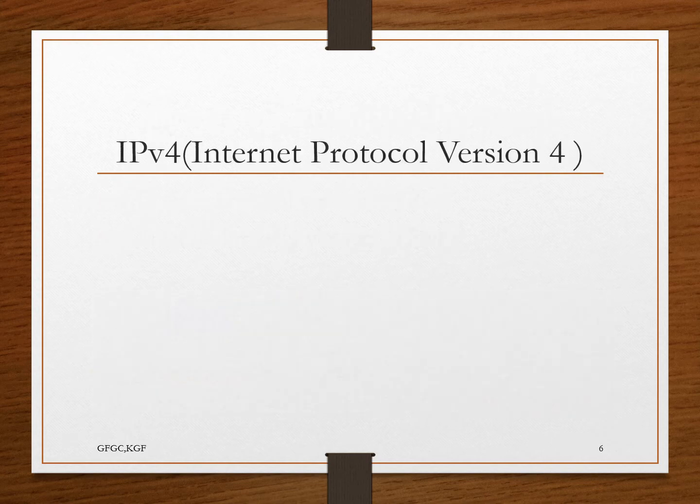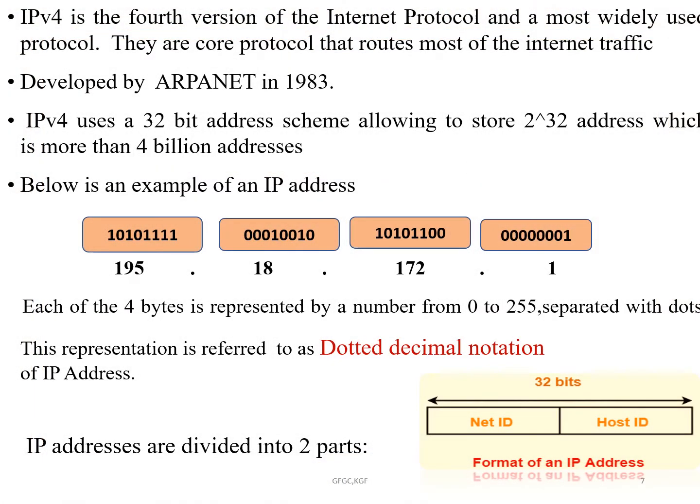Let us discuss IPv4, Internet Protocol version 4, in detail. IPv4 is the fourth version of the Internet Protocol and is the most widely used protocol. It is also considered a core protocol that routes most of the Internet traffic, which was developed by ARPANET in the year 1983. Addressing has become the critical component in the field of Internet. All host computers must use a uniform addressing scheme.